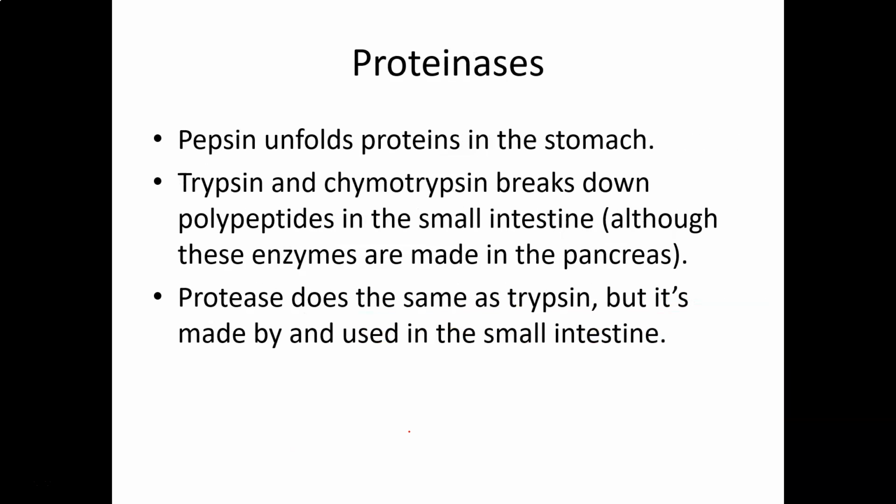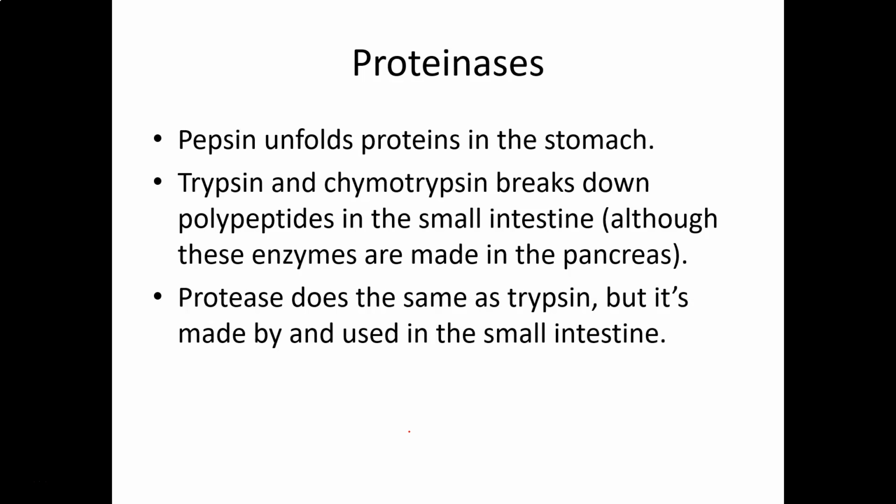The enzymes that help you do that, you have several again. In your stomach, you have pepsin. It basically just unfolds the protein. Once we unfold it, we send it to the small intestine. The pancreas dumps some trypsin and chymotrypsin into the small intestine to break it down into smaller polypeptides.